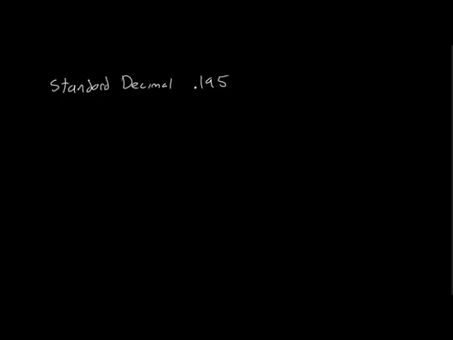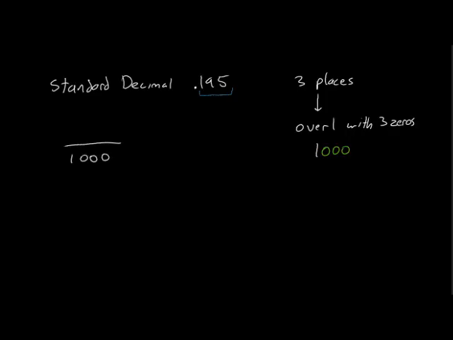To change the standard decimal to a fraction, we'll look at our number of decimal places. As we said previously, this decimal has 3 places. So when we rewrite this as a fraction, the fraction will need to be over 1 followed by 3 zeros. This gives us 1,000 as our denominator in our new fraction. The number on top was 195. We'll place that as our numerator in our fraction.